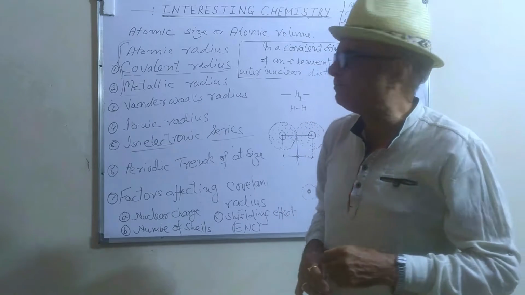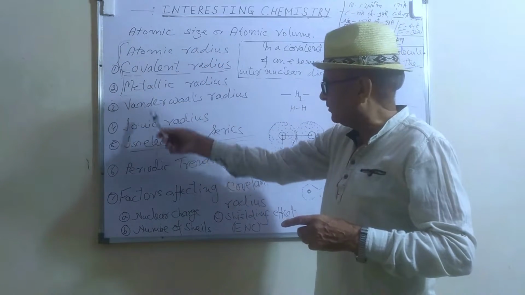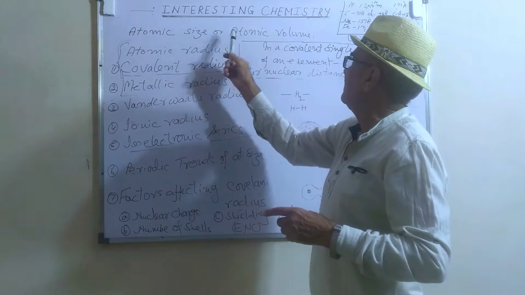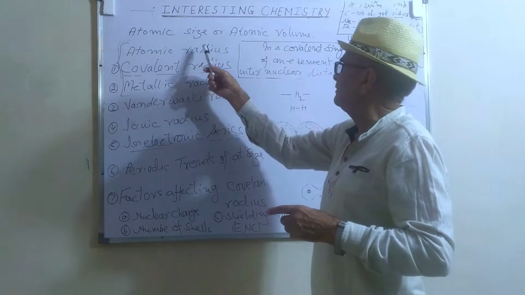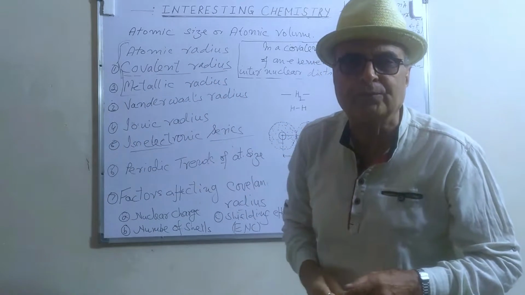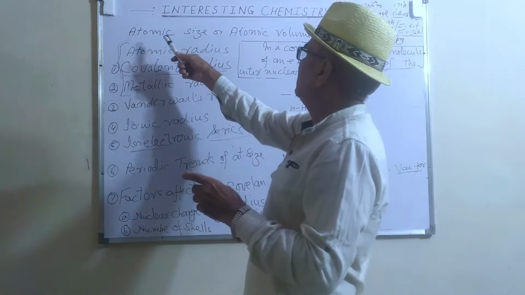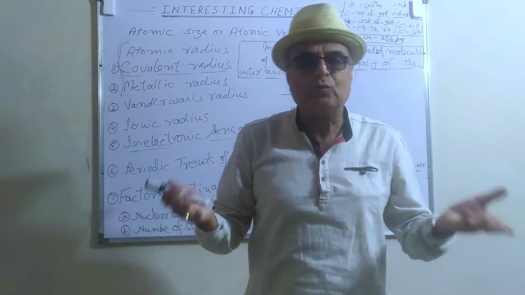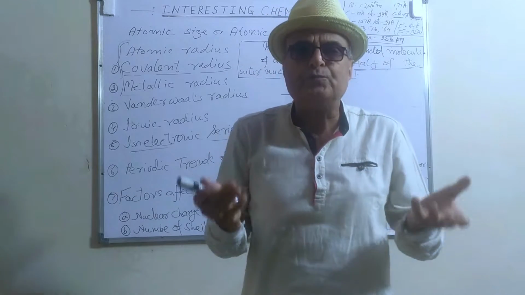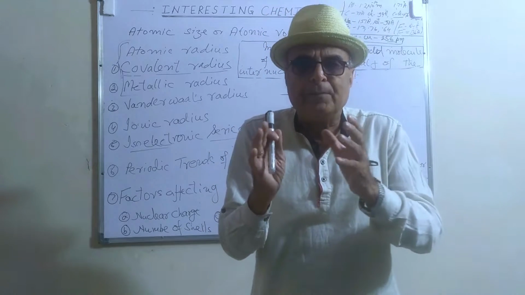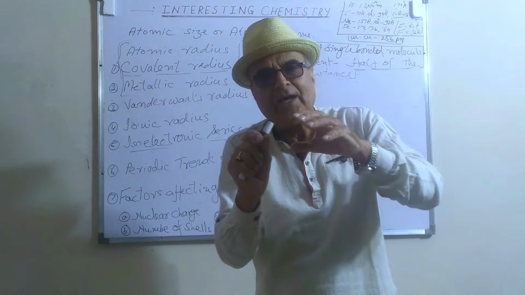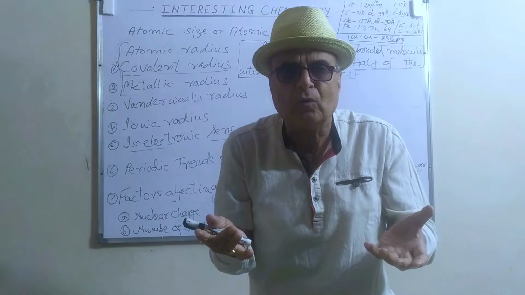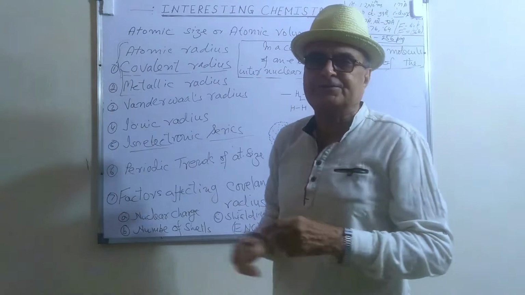Today I am going to explain these seven properties: the atomic size, atomic volume, atomic radius, covalent radius, and so on. First off, the atomic size or the atomic volume. Atomic volume you know. But how will you measure it? How will you find the value of atomic volume or the atomic radius?